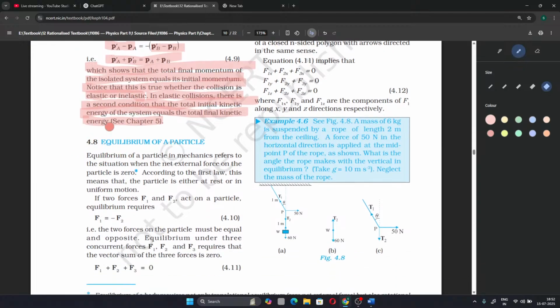Sorry for that. Basically, energy of the system. This is in the case of elastic collisions, which I was talking about before. In elastic collisions, there is a second condition that the total initial kinetic energy of the system equals the total final kinetic energy of the system. This is the case in elastic collisions only. We will read more about this in the next chapter, which is work, energy, and power.